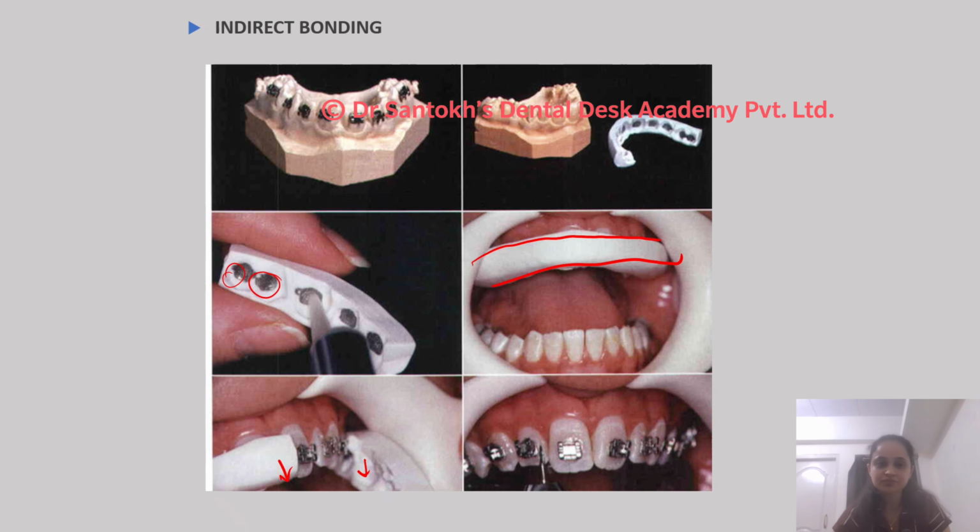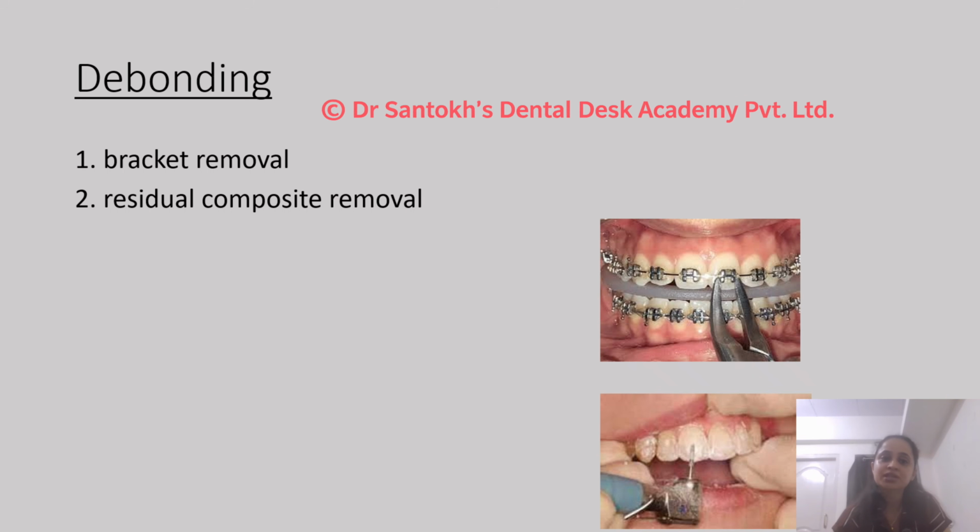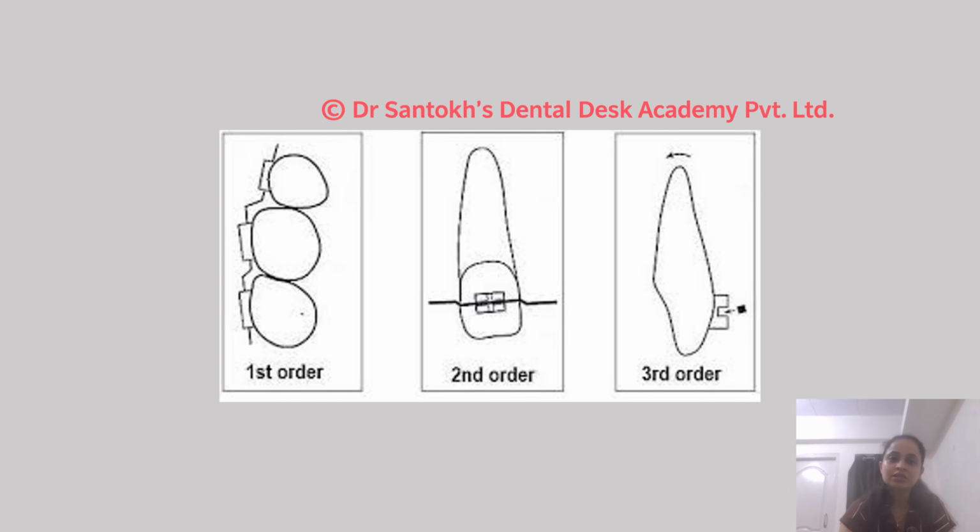Coming to debonding. Debonding is the final procedure after completion of your orthodontic treatment. You will remove the brackets and the residual composite is removed after that. Okay. Next, some things about bends: first order, second order, and third order bends.